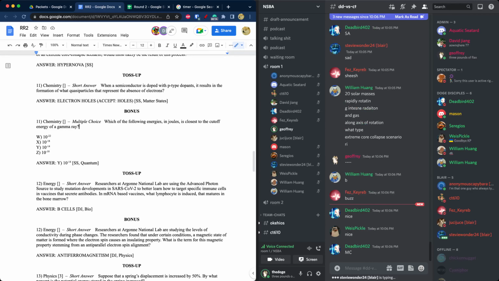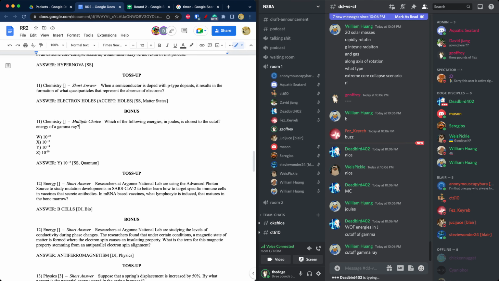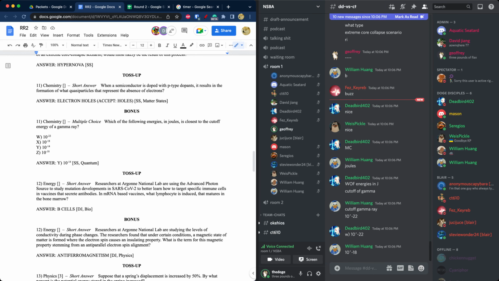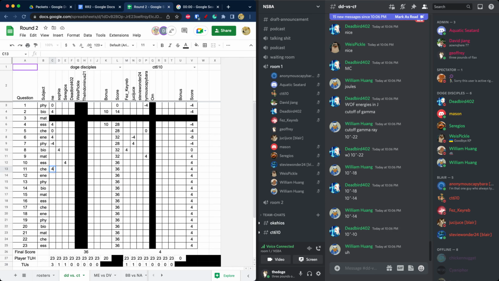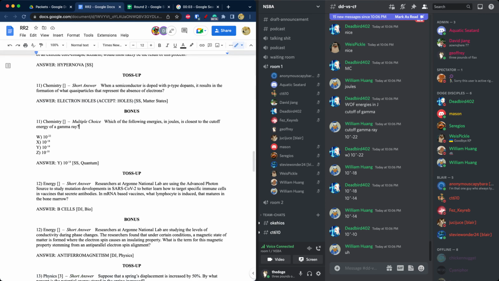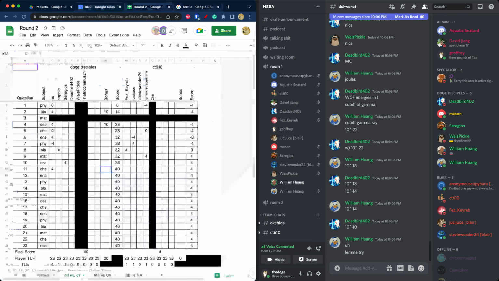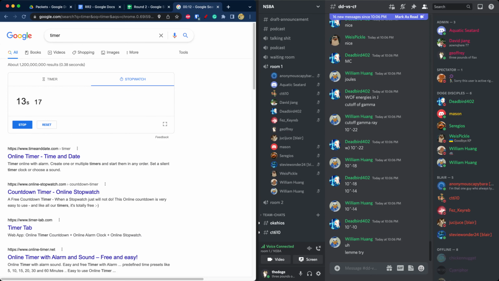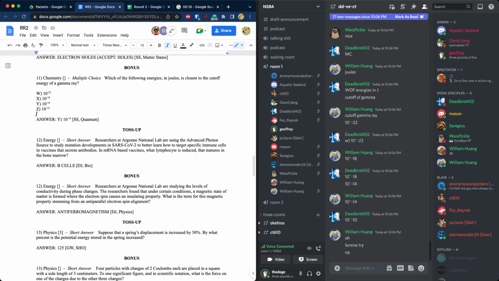Bonus chemistry multiple choice. Which of the following energies in joules is closest to the cutoff energy of a gamma ray? W, 10 to the negative 22. X, 10 to the negative 18. Y, 10 to the negative 14. Z, 10 to the negative 10. You know this. Five seconds. Z final. Sorry, the correct answer is Y, 10 to the negative 14.